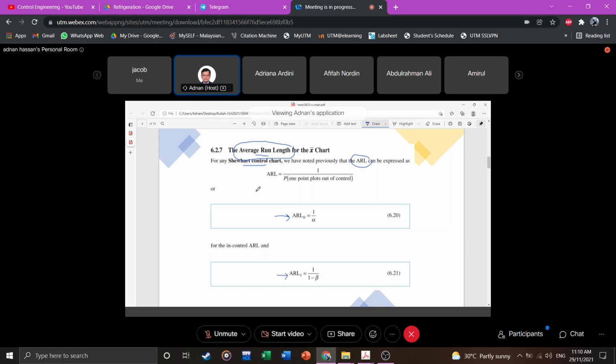What ARL is doing is, ARL0 is referring to when a process is stable. When a process is stable, we are expecting there will be no false alarm.